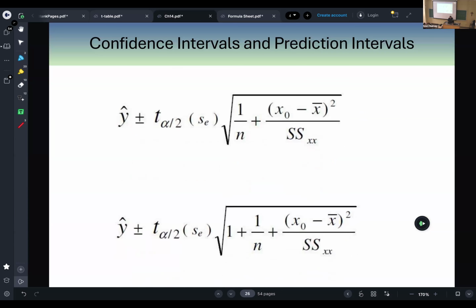Okay, we can also calculate the confidence intervals and prediction intervals. So there's two types of intervals here. We have confidence intervals and prediction intervals, and this is if we were to check for a new observation. So the confidence interval is for a new value. It gives us the average. And the prediction interval gives us an interval for the individual observation.